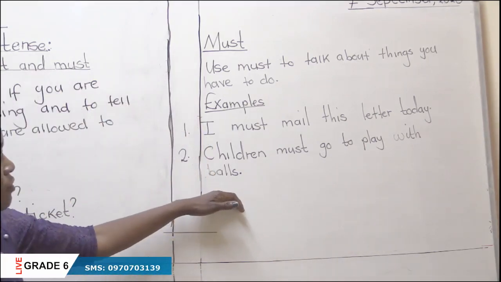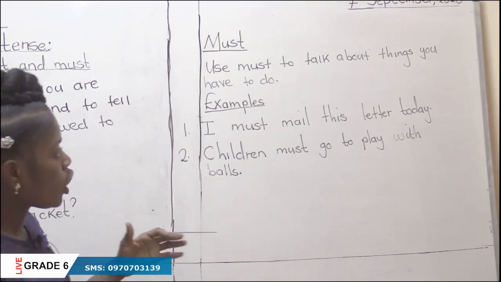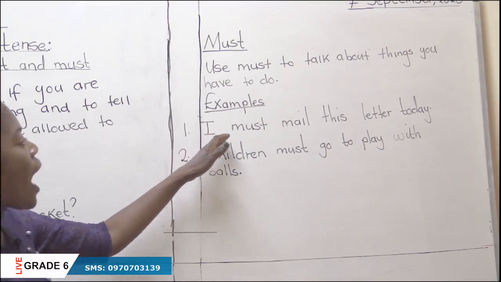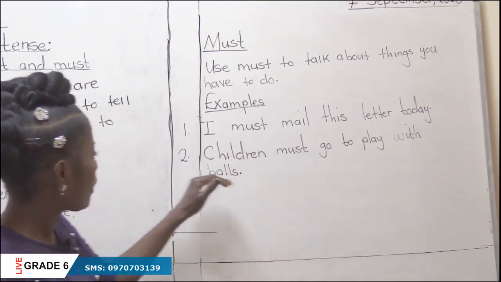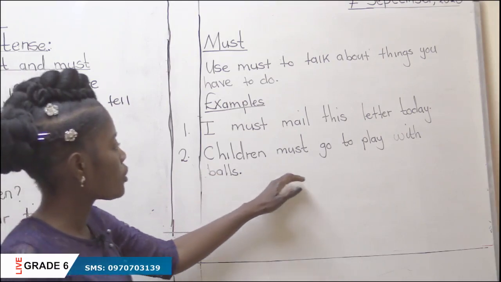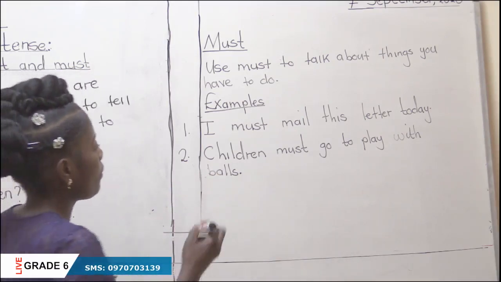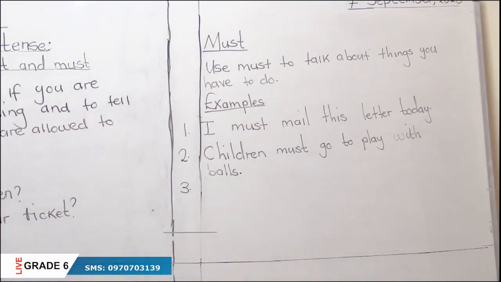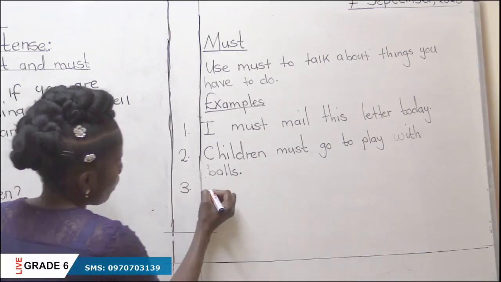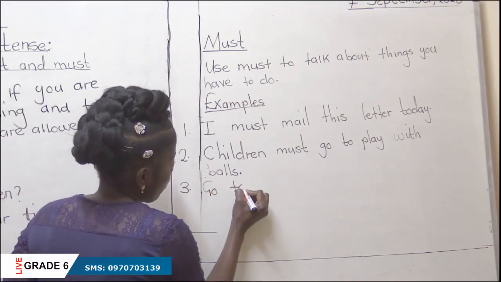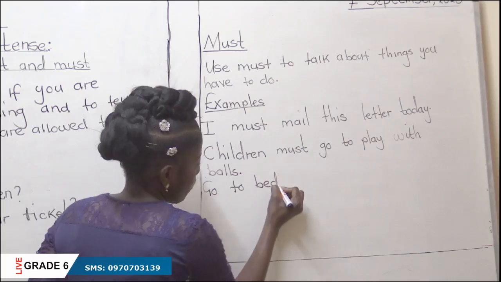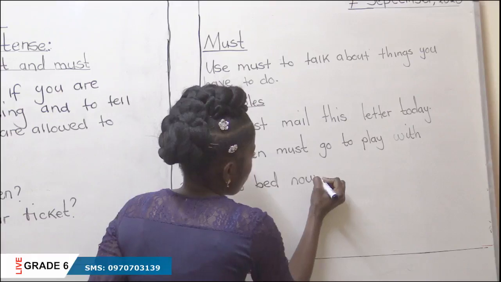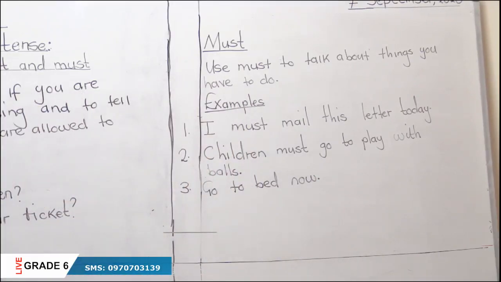Remember, boys and girls, I said must is used to talk about the things that you have to do. So the first example that I gave you was, I must mail this letter today. The second example is, children must go to play with balls. Third example on how to use the word must is, go to bed now.